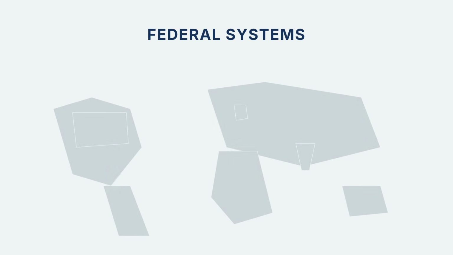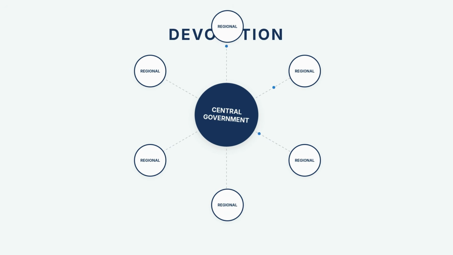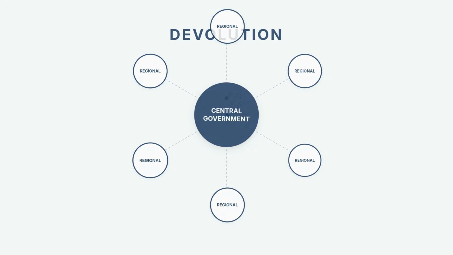You also need to know forms of government organization. A unitary state keeps most power in the national government. France is a common example. A federal state divides power between national and regional governments. The United States, Germany, and India use federal systems. Devolution happens when a central government gives more power to regional governments. This can reduce conflict.